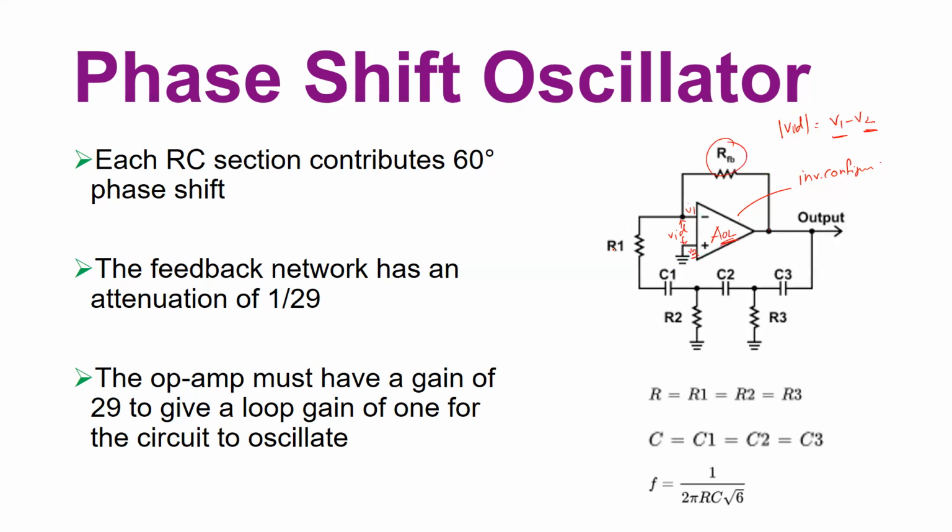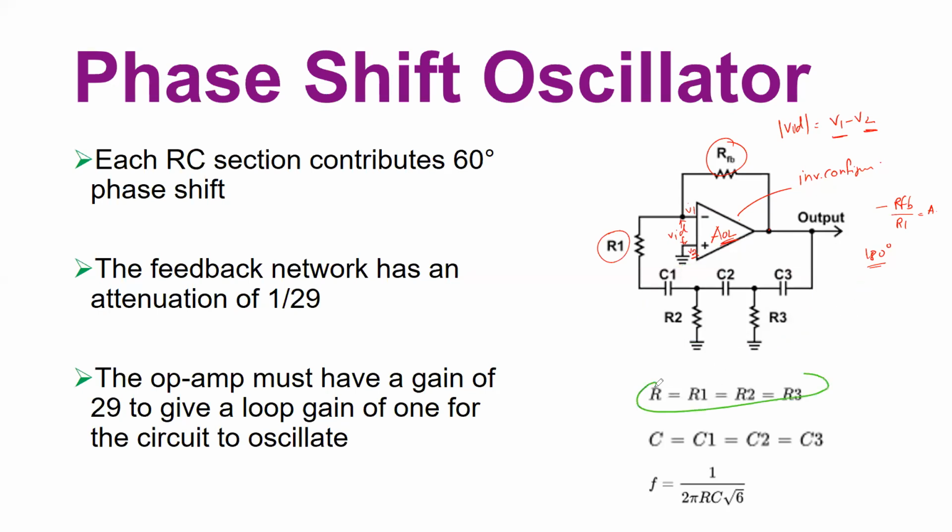Now RFB and R1 are there to set the gain of the amplifier, which is RFB over R1. That's the negative feedback amplifier gain. And the phase shift due to the amplifier is 180 degrees. So the remaining phase shift has to be provided by this network actually. You can see that the feedback network will provide the remaining 180-degree phase shift.